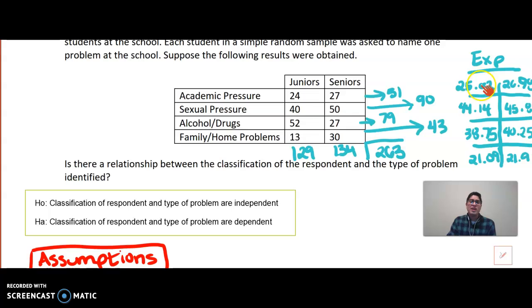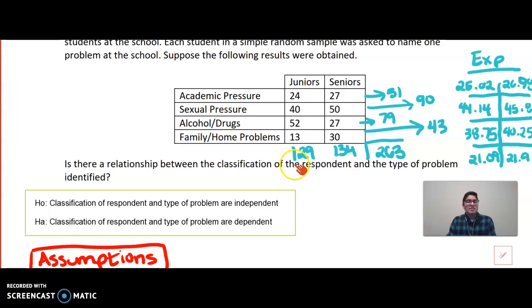Now notice too that if I were to add all of these up, I would get 129 for the juniors. Or if I were to add horizontally, I would get 51, 90, 79, 43, etc. So in this long run average, we can see that it still comes out to the total that were included in our sample. So this just means that in long run sampling, I would obtain these results.